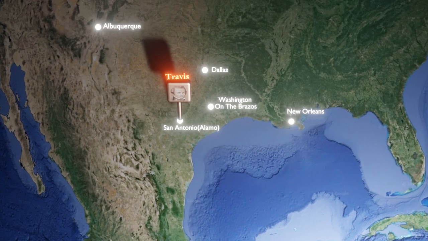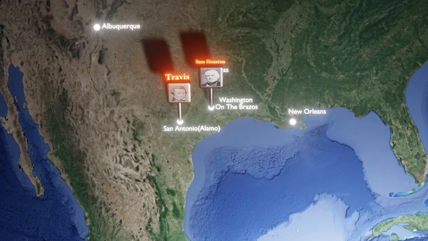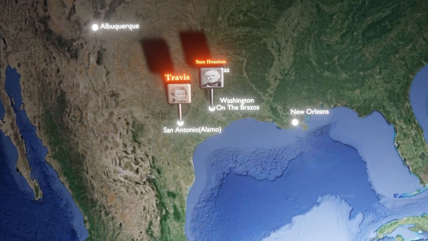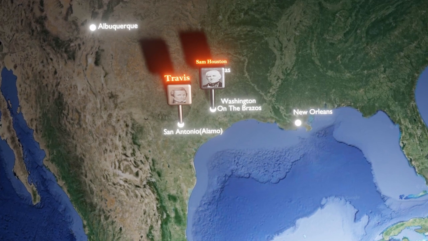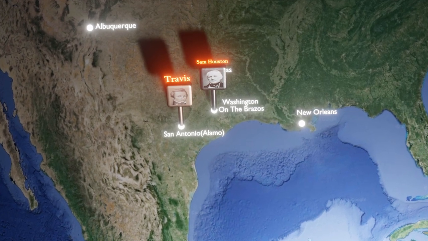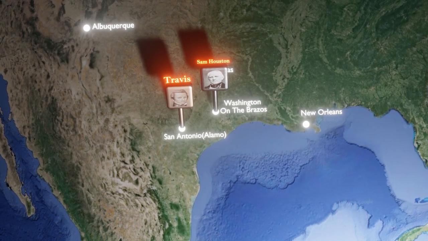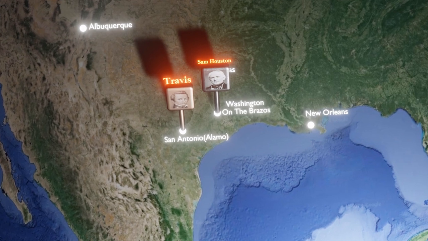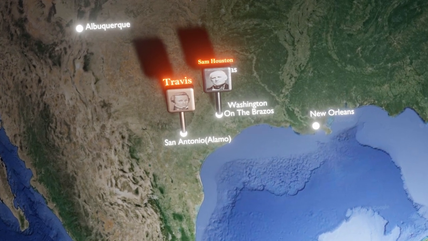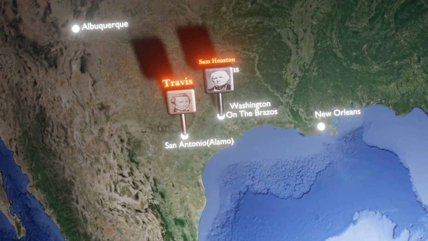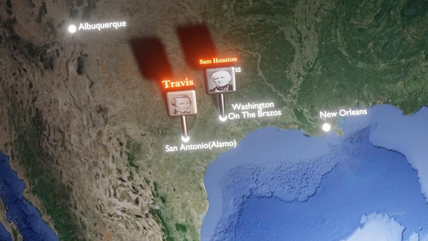Travis's plea for reinforcements reached General Sam Houston, but he faced immense difficulties in mobilizing a timely response. Houston was consolidating forces and strategizing for a larger campaign. The Texans at the Alamo, despite their isolation, represented a critical part of Houston's broader strategy to delay Santa Anna and weaken his forces.